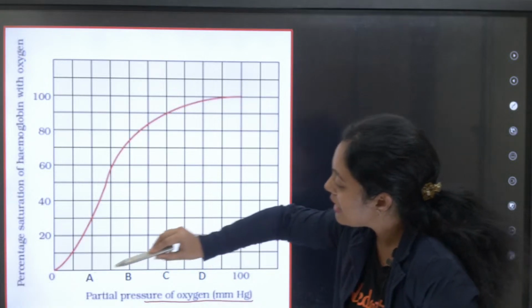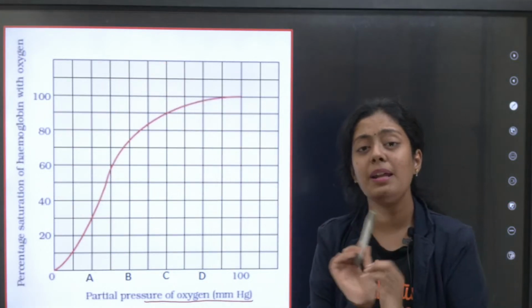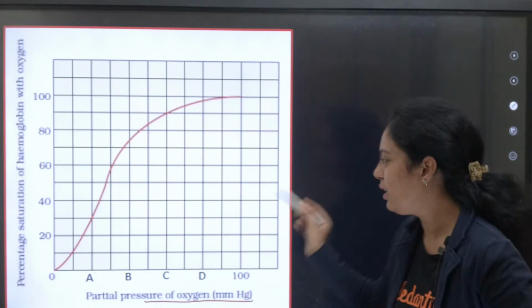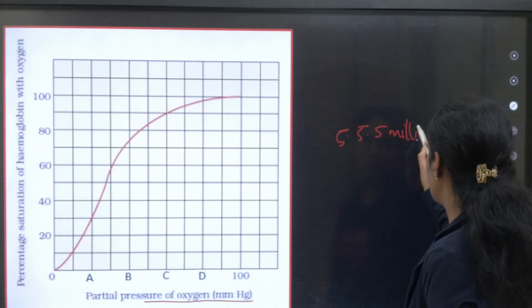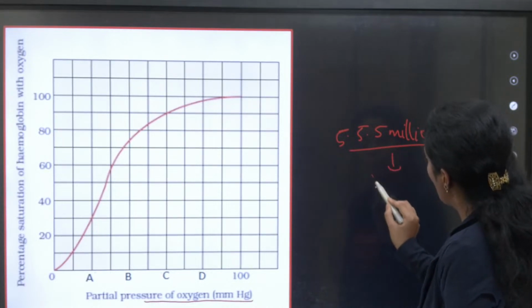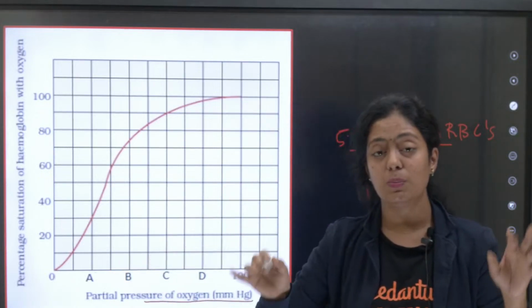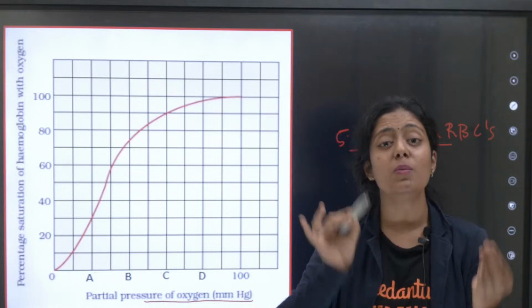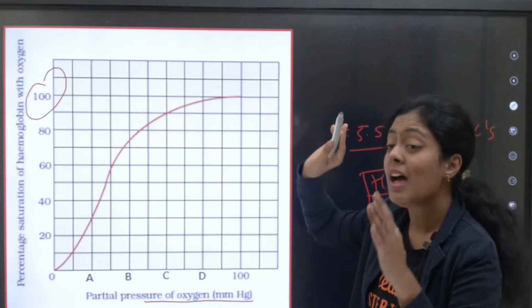In the y-axis, what have they said? Percentage saturation of hemoglobin with oxygen. What does that mean, guys? There are millions, 5 to 5.5 million RBCs in my blood, correct? And they contain a lot of hemoglobin. So if all the hemoglobin in my blood is bound with oxygen, then it is 100% saturation. How much percent saturation, guys? 100%.